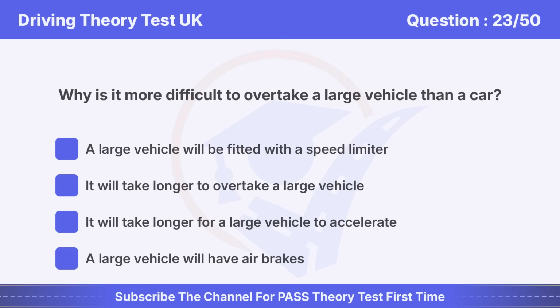Question 23. Why is it more difficult to overtake a large vehicle than a car? Option A. A large vehicle will be fitted with a speed limiter. B. It will take longer to overtake a large vehicle. C. It will take longer for a large vehicle to accelerate. D. A large vehicle will have air brakes.